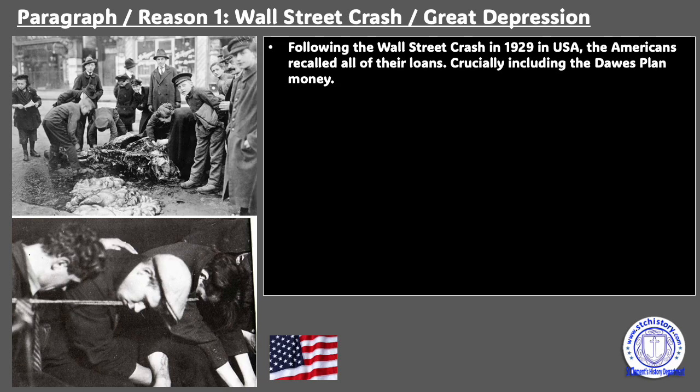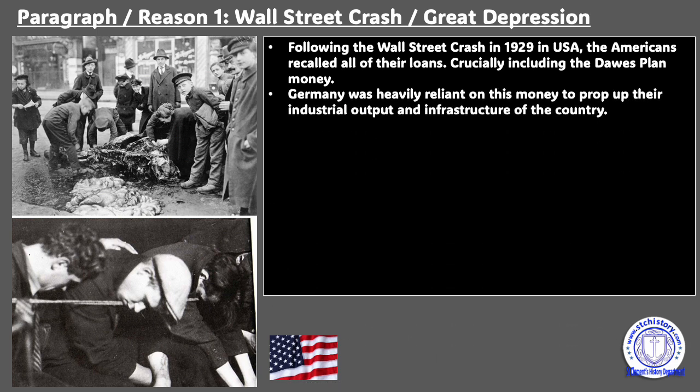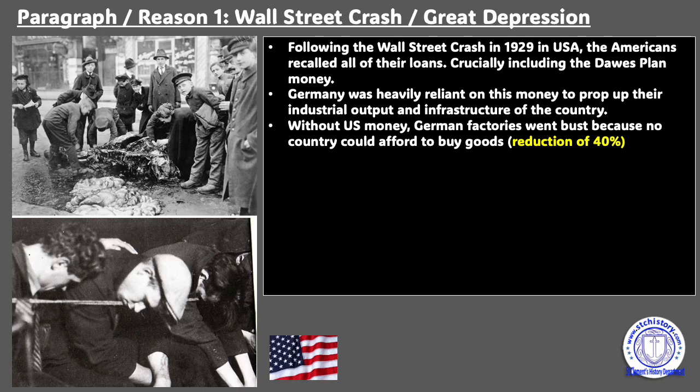So we want to get that opening of our paragraph in there about how this all started, and then there's a chain of events that go from the Wall Street crash into the Great Depression. So that Dawes Plan money is really holding up Germany. The industrial output, the infrastructure of the country, the factories, everything was being held up by the Dawes Plan money. So without the US money, the German factories went bust. Also, no one in the world can afford to buy anything anyway. So as no one is buying German goods, the economy has just crashed.